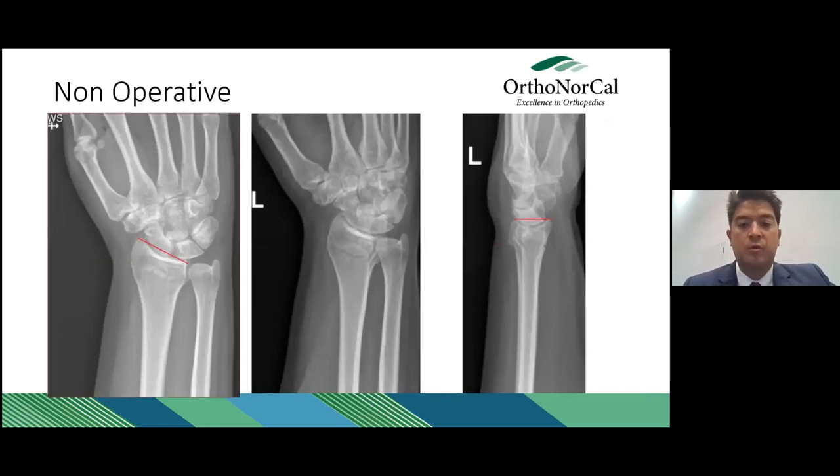And when I'm talking about alignment, I'm just looking at these 2 measurements specifically. On the right, you can see it's a neutral position. And on the left, you can see that the inclination, the curve of the radial styloid of the distal radius, is preserved. So if this fracture heals where it is now, I'm happy with that. I think the patient will do well overall.